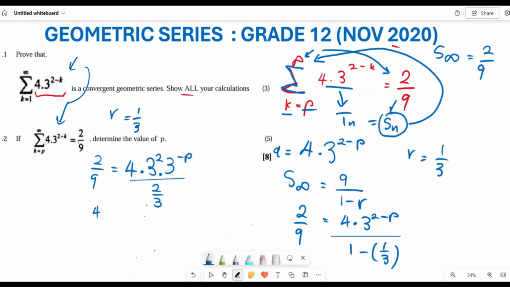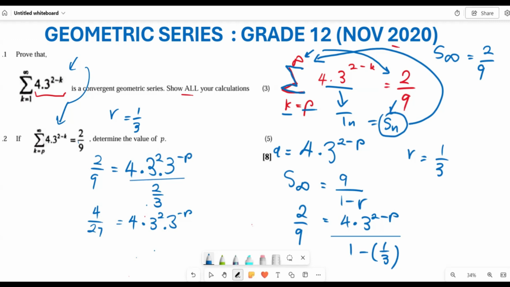So this is 4 over 27, which is going to be the same as 4 multiplied by 3 squared. Then this is multiplied by 3 to the power of what? This is the same as 3 to the power of negative p. So this is still one and the same thing. This was the same as 2 subtract p.